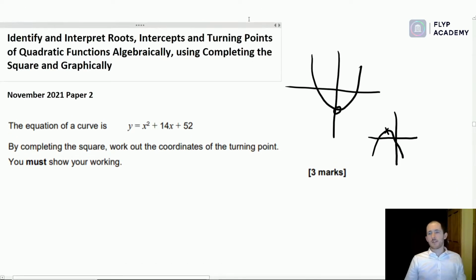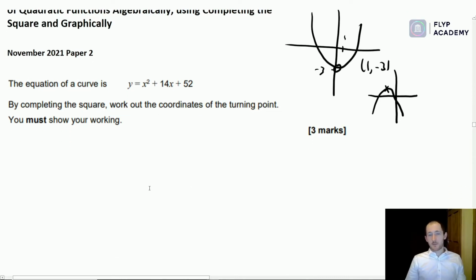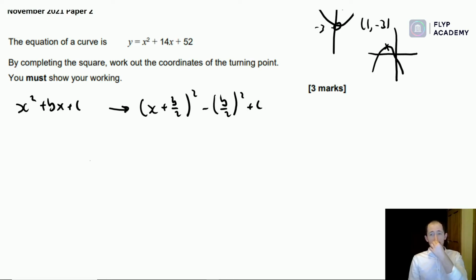Let's do it. So obviously, by the way, with graphically, you literally just read off the coordinates. That's it. Okay? So if this is, let's say, 1 and minus 3, the coordinates of the turning point are just 1, minus 3. That's it. Completing the square is a bit more involved. When you have completing the square, you have something that looks similar to this. And what you do is you change this into x plus b over 2 squared minus b over 2 squared plus c. That looks really complicated, but it's not that bad.